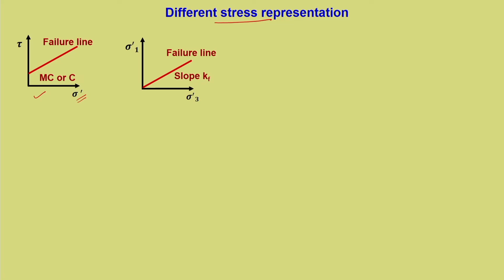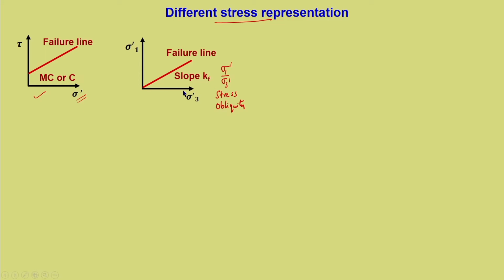Another way of stress representation is major principal stress versus minor principal stress, and we will get a line here, which is the failure line within which the possible stress states of the soil remain. We have also seen that sigma 1 dash by sigma 3 dash is the stress obliquity, and we also discussed maximum stress obliquity in the last lecture.